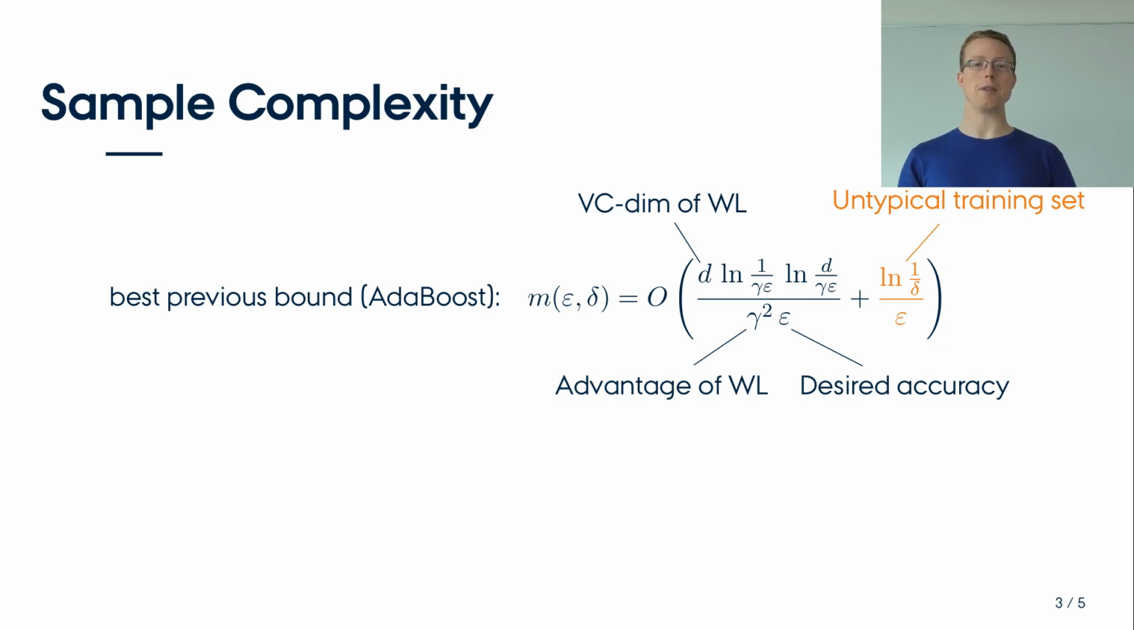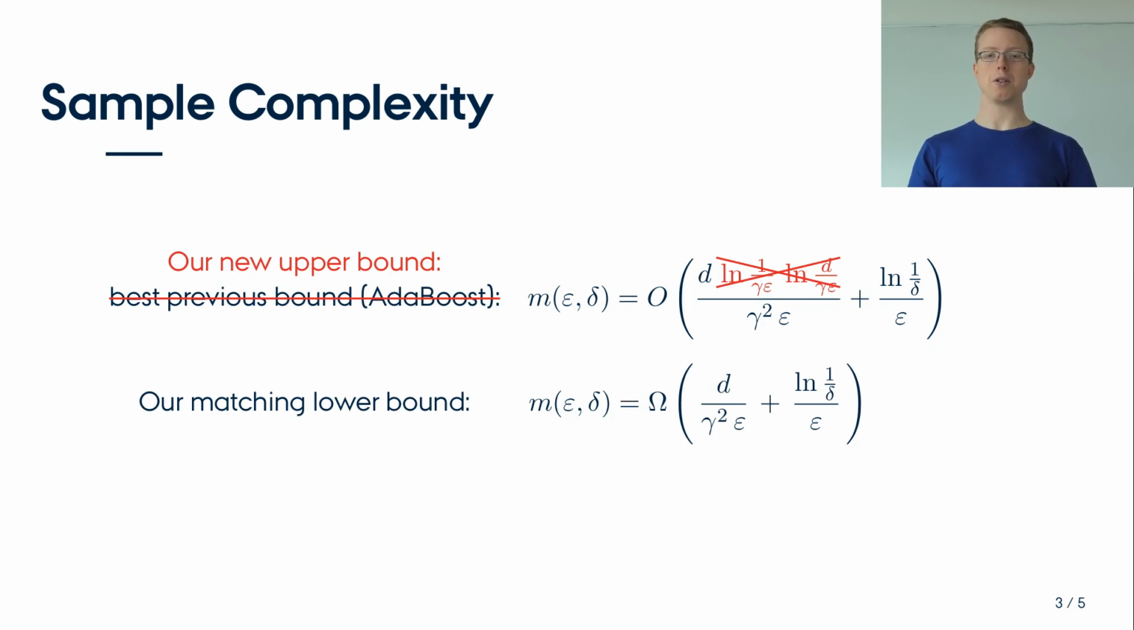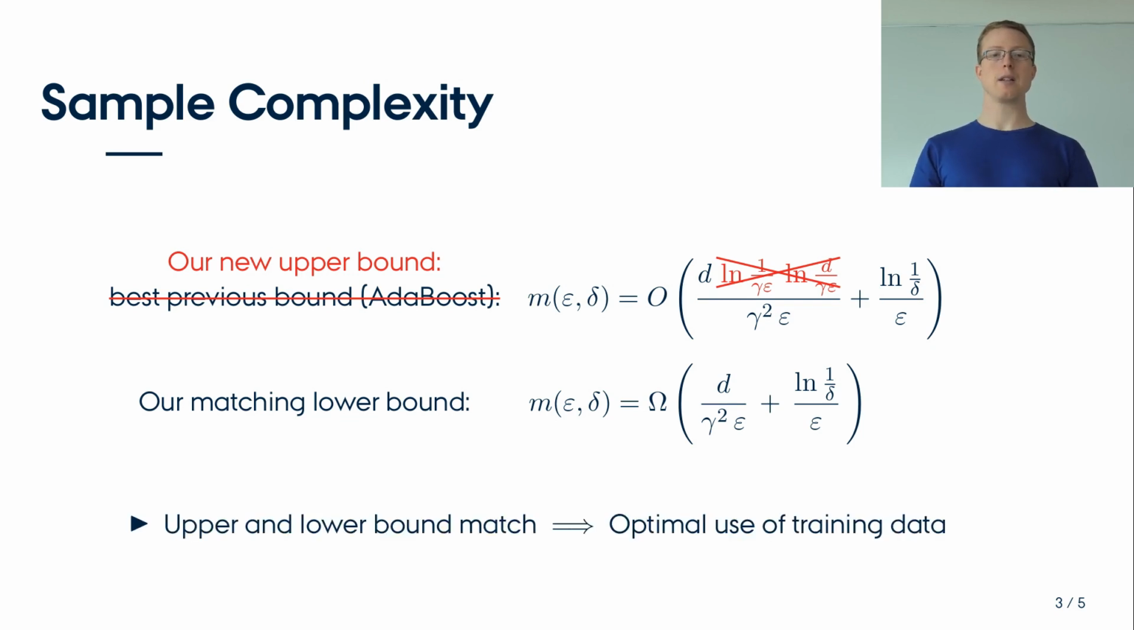So we improved upon this bound, and our new upper bound is essentially the same, but we were able to remove those two log factors. And not only that, we proved a matching lower bound. Since those two bounds match up to constant factors, we know that we make optimal use of our training data. So our algorithm, which I will present next, is optimal.